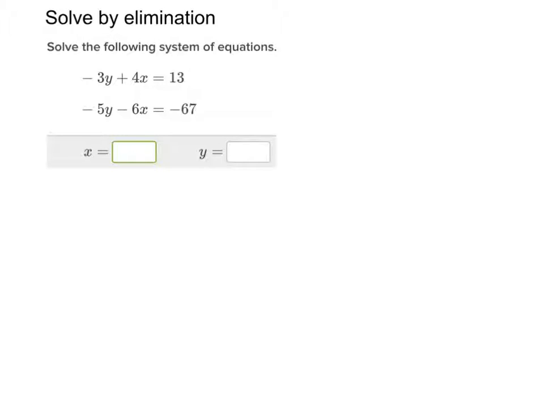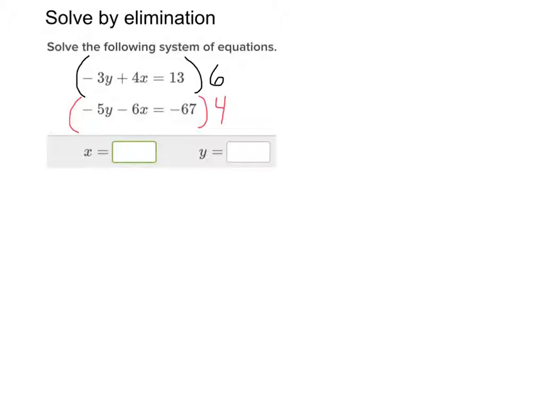Now, elimination means I'm adding this plus this, or this plus this, and it goes away when I do that. In other words, like negative 12 plus 12 is 0, right? And so I'm going to multiply this top equation by 6, and I'm going to multiply this bottom equation by 4. Now here's why. 6 times 4 is 24. And 4 times negative 6 is negative 24. And when I add up positive 24 and negative 24, I get what?